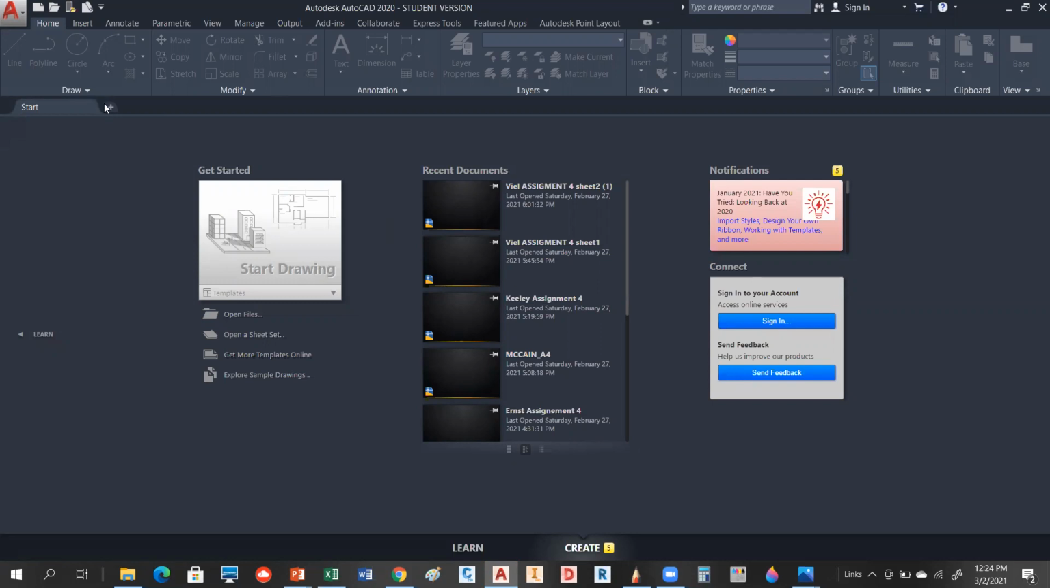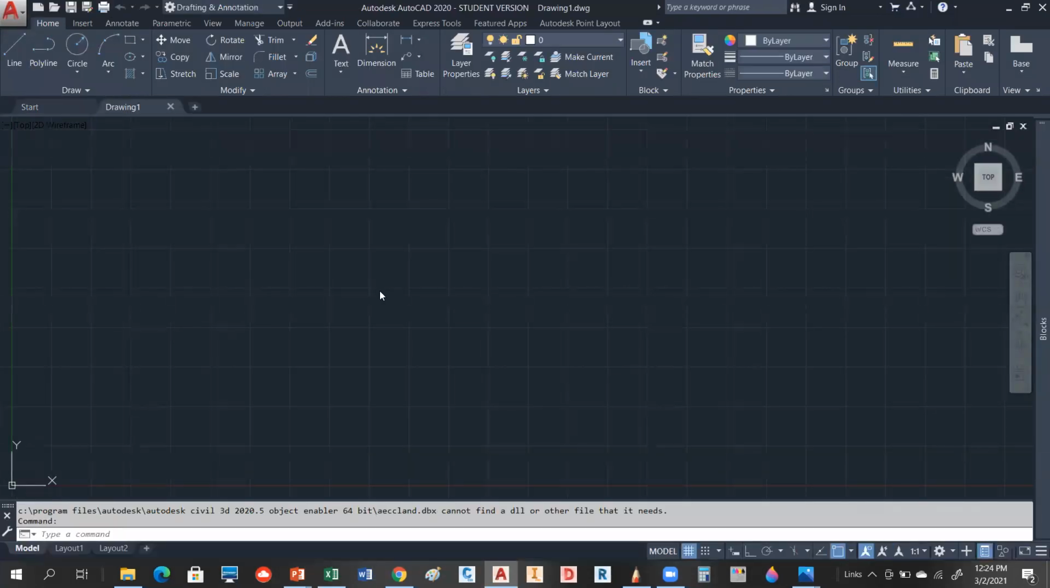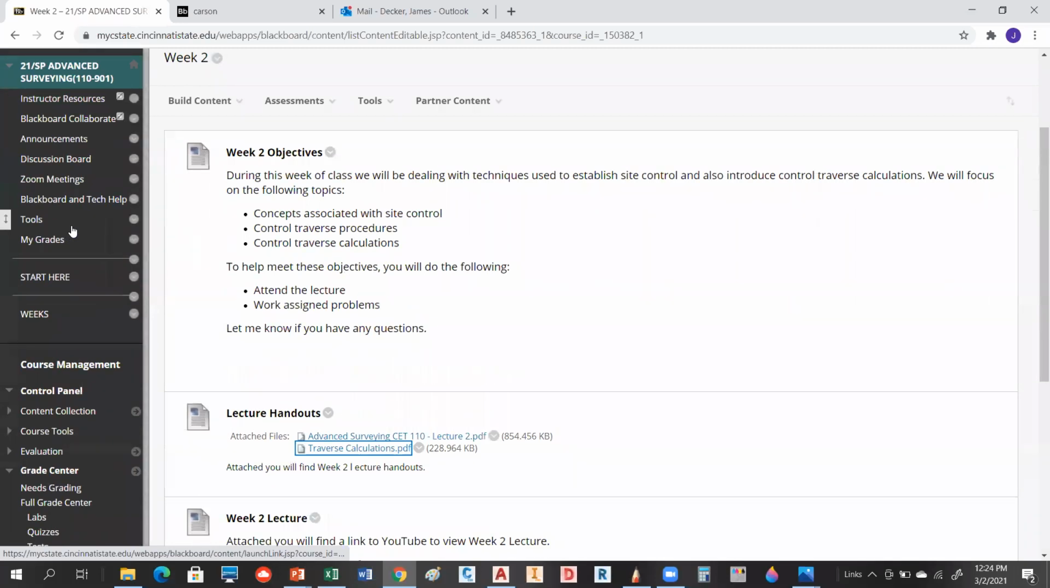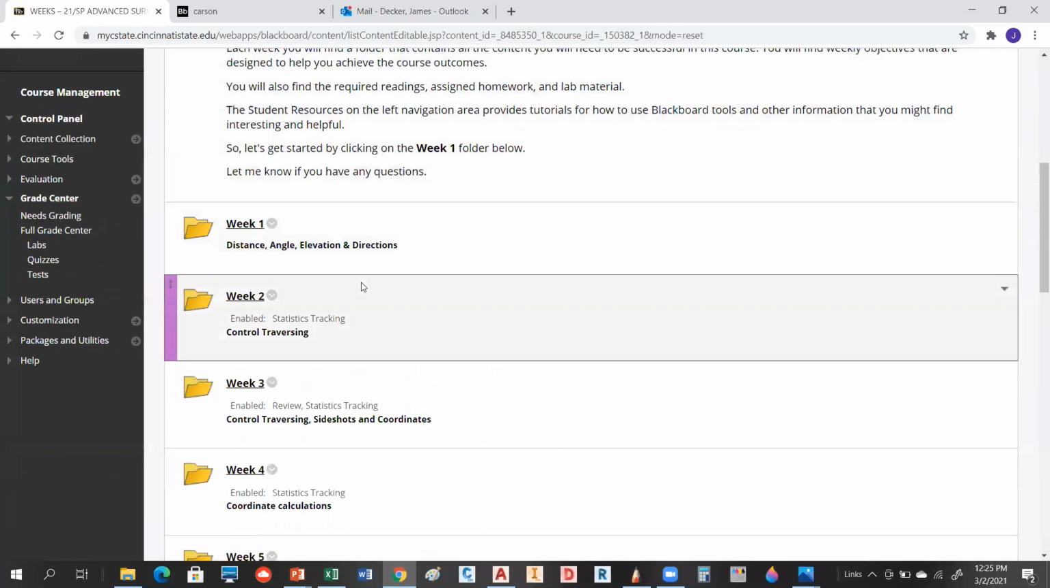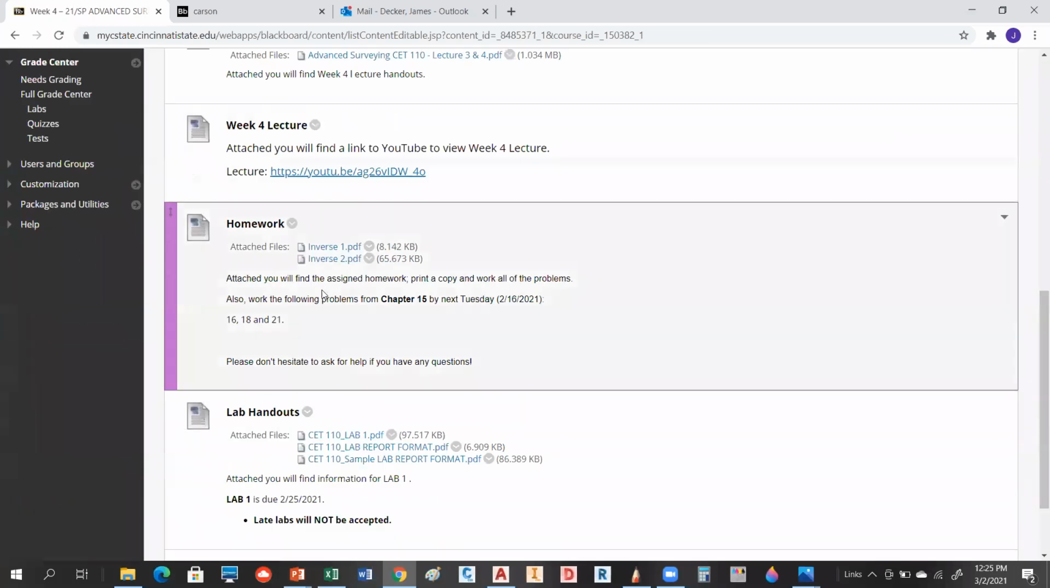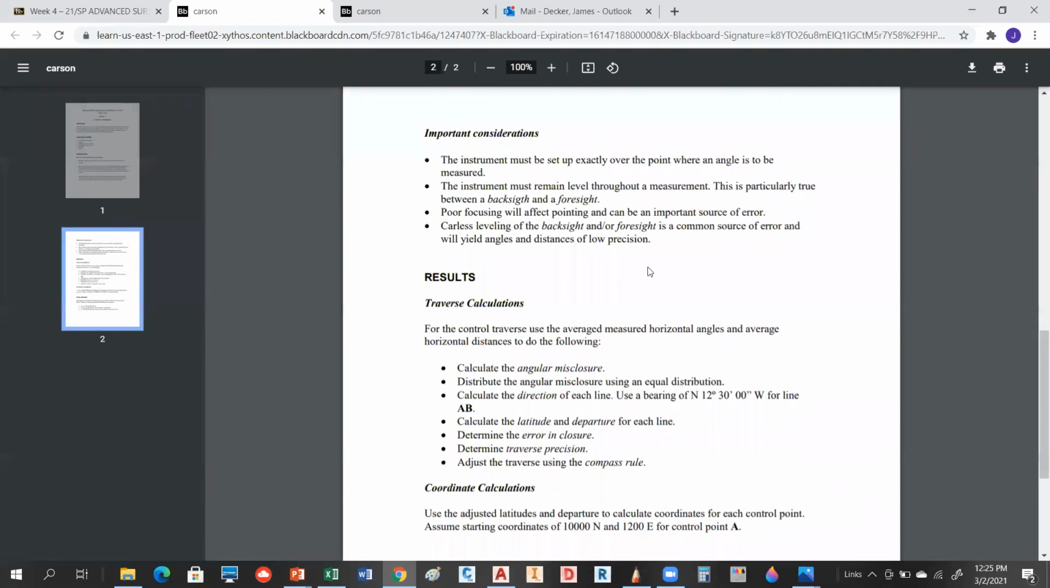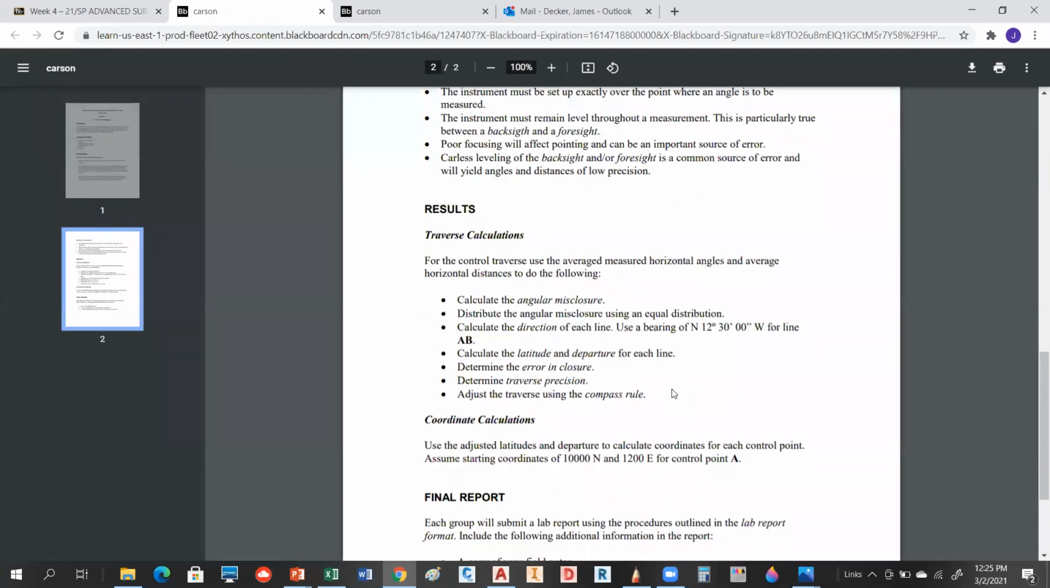What you'll want to do is, if you have bearings and distances, which is what you should be using, you've got that figure that's kind of a weird shape. We're starting at a point A, essentially. I did give you starting coordinates, by the way, so make sure you pay attention to those as well. Those starting coordinates are right there: 10,000, 1,200, northing and easting.